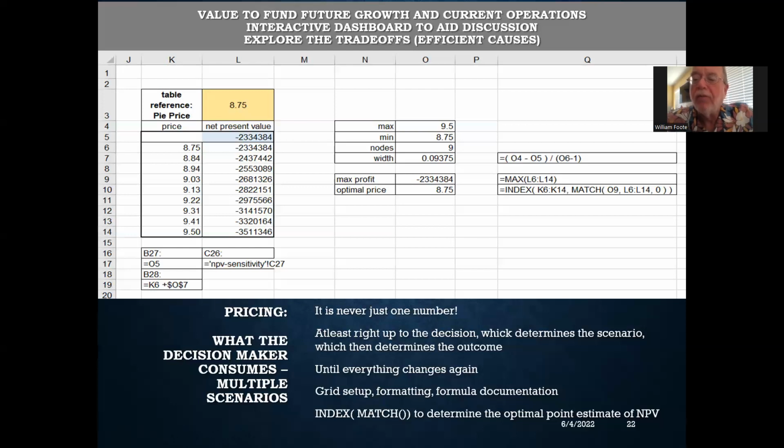Max of L6 through L. I could be using name ranges here. Boy, gotta fix this model up. Name ranges for some of these things so that I don't have to figure out where the heck is L6.